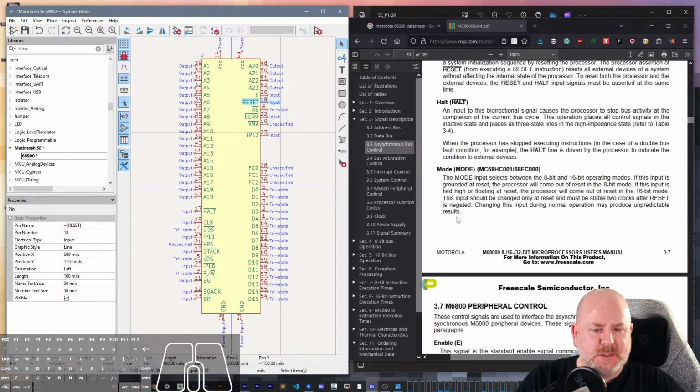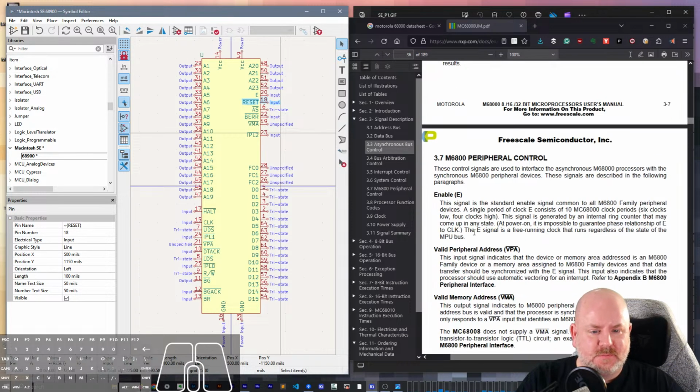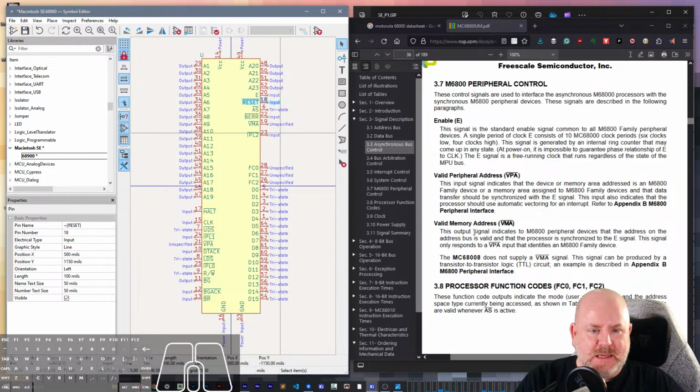Okay, mode. I don't think we had mode. It looks like it's only on certain variants. E is enable, a signal, the standard enable signal common to all 6800. A single clock of E consists of 10 clock periods. It's generated by an internal ring counter that, blah, blah. Okay, that's funny. It is an enable signal, but it's a free running clock. Okay.